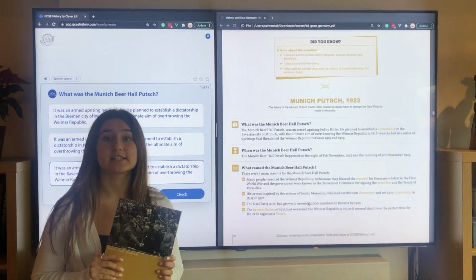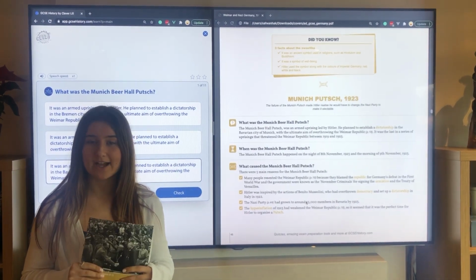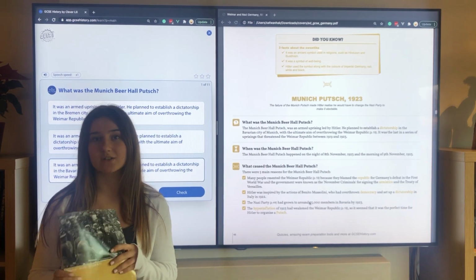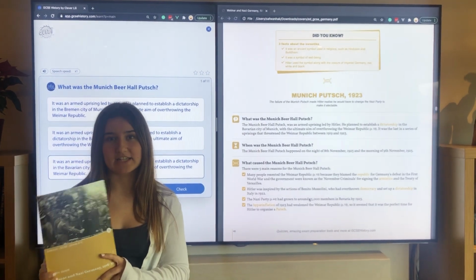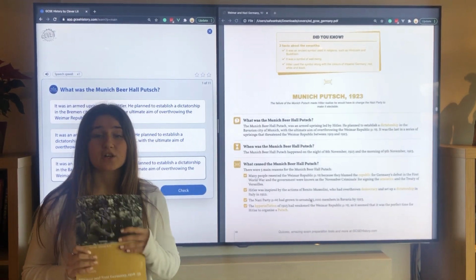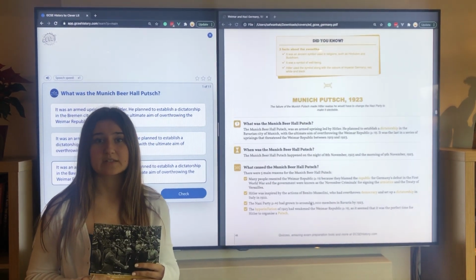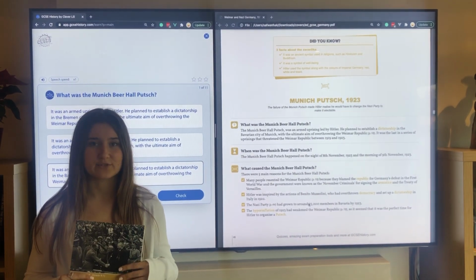The one we're going to be looking at today is one of the most popular Edexcel GCSE units. It's called Weimar and Nazi Germany. These guides are super useful for your students because they provide clear and concise answers for all the questions they might have.